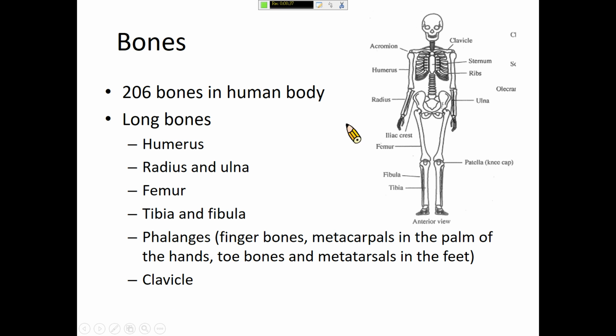Finally, clavicle. This is clavicle. It's also a long bone. Here, this one. This is long, right? Long bones. But you may think that the rib is a long bone, but no, the rib is actually a flat bone, because they are really flat. So clavicle is a long bone.